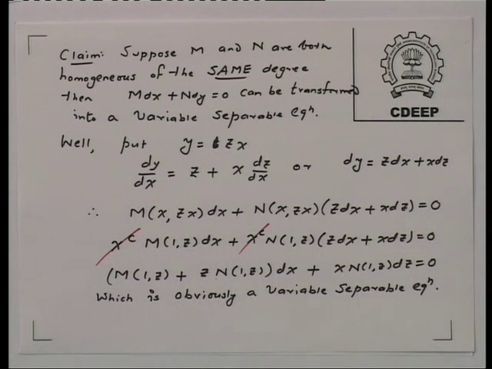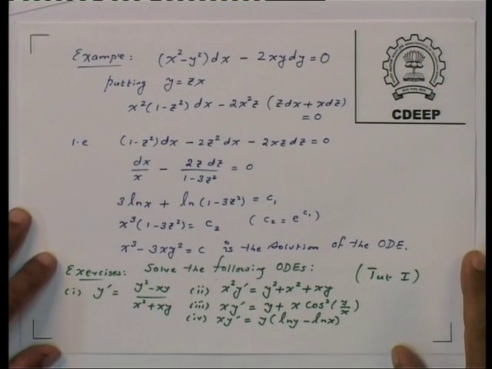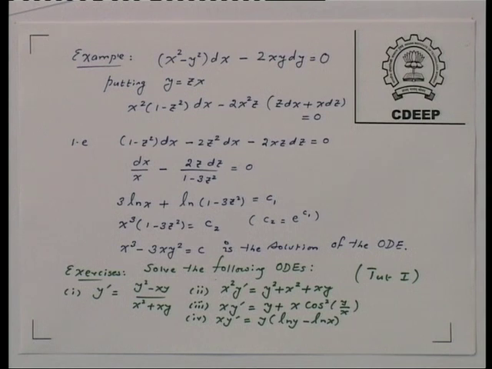Correct. So, a homogeneous differential equation can be transformed into a variable separable equation by a simple transformation. What is the transformation? Y equal to zx. Let us now apply all this to a very simple example rather than focus on the theorem. Why not just look at a simple example? I have taken a quadratic differential equation, x squared minus y squared dx minus 2xy dy equal to 0. It is obviously a homogeneous differential equation.